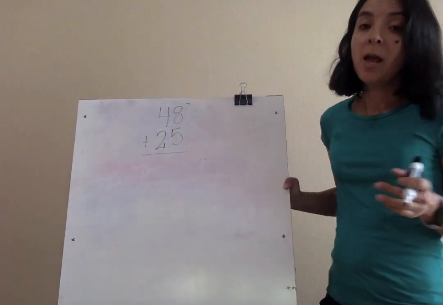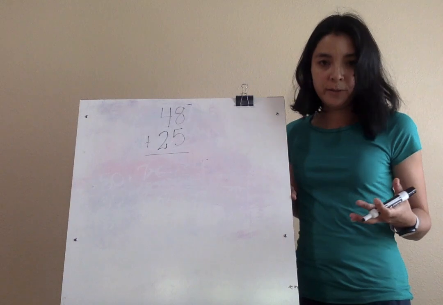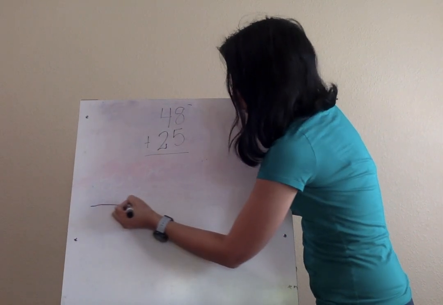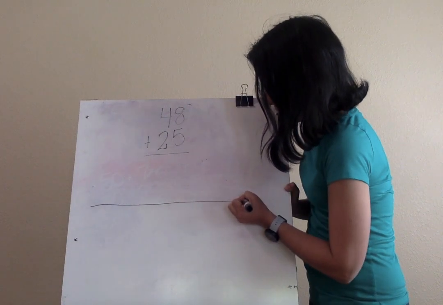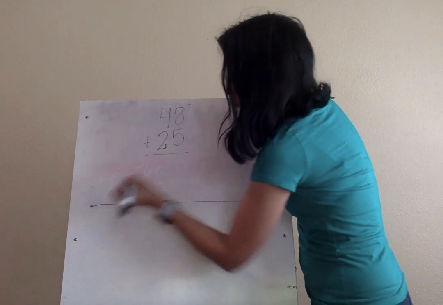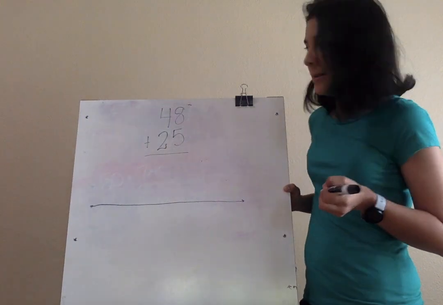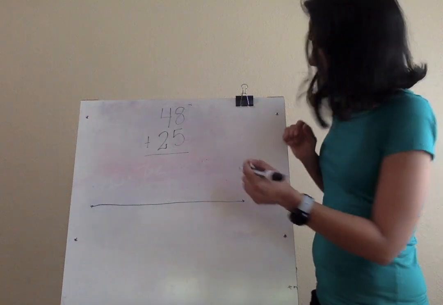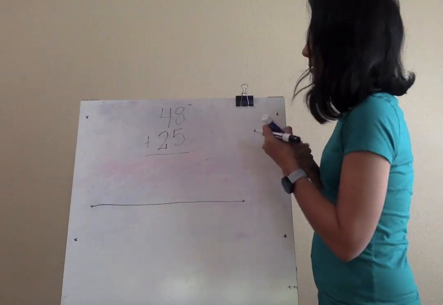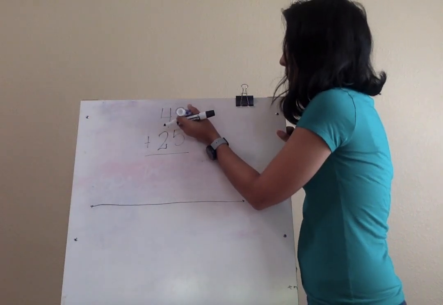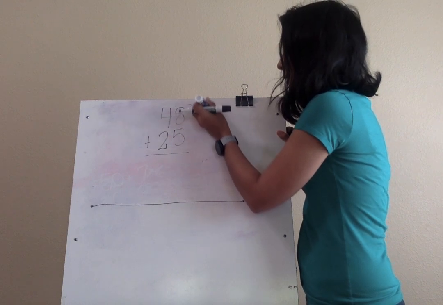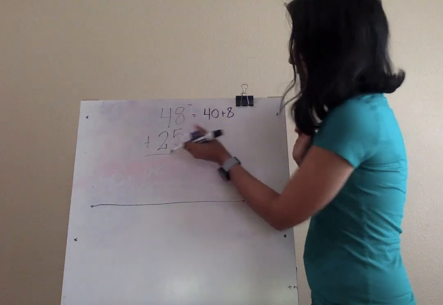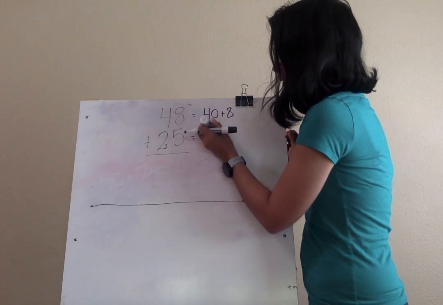Okay? And when I had my math problem yesterday, we talked about a number line, an open number line. So we're going to review that really quick. I started with my number line. And yesterday I said that I wanted to expand my numbers, stretch them, put them in expanded form. That helps me see the numbers. So I'm going to expand 48 into 40 and 8 and my 25.